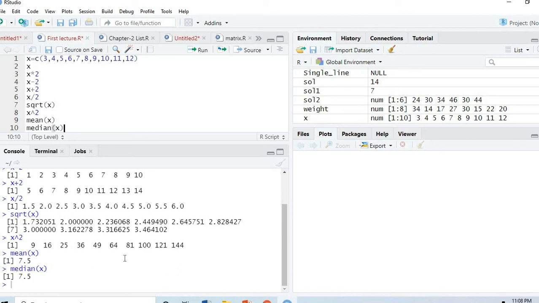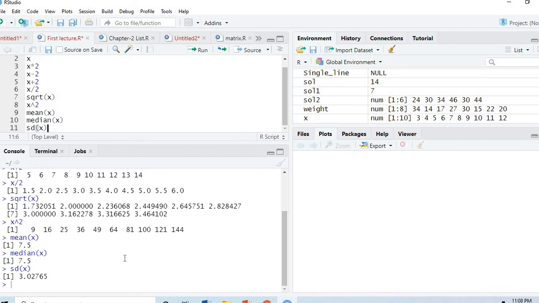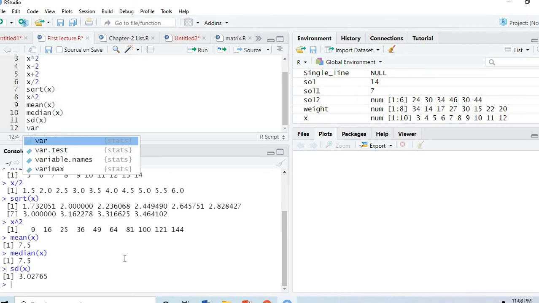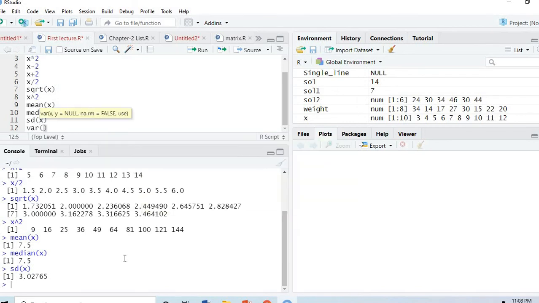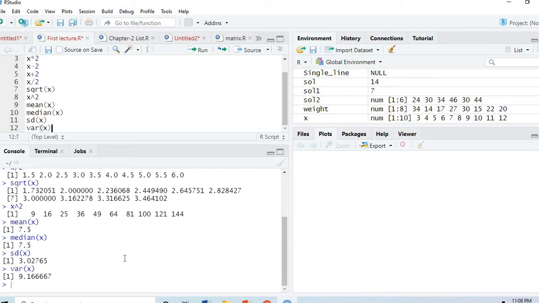Similarly, you can find the standard deviation. The command for the standard deviation in R is sd, and the vector is x, so the standard deviation value is 3.02. Similarly, you can find the variance also. We have to type var and the vector is x, Alt plus Enter. So you will have a variance value of 9.16.